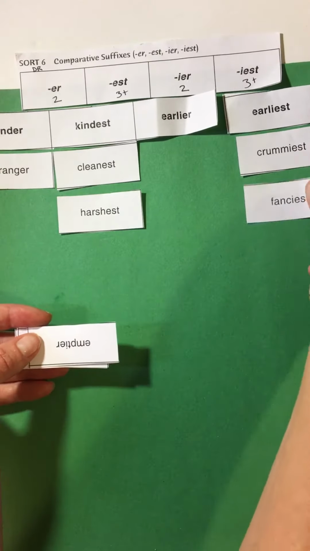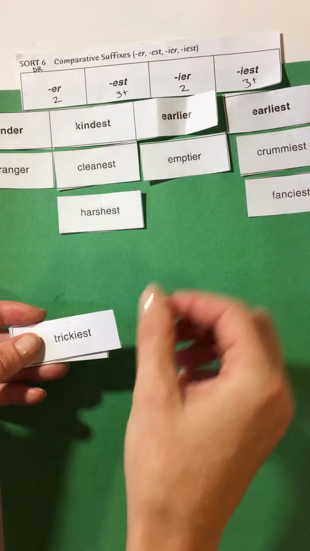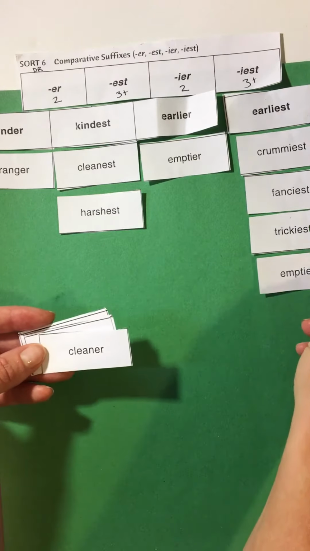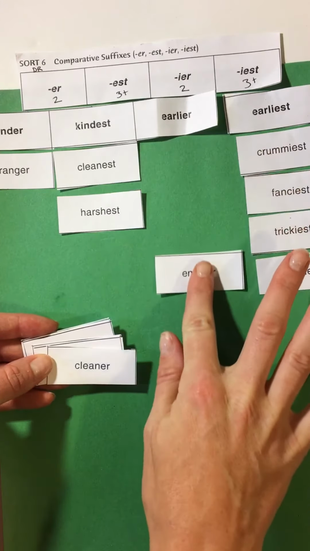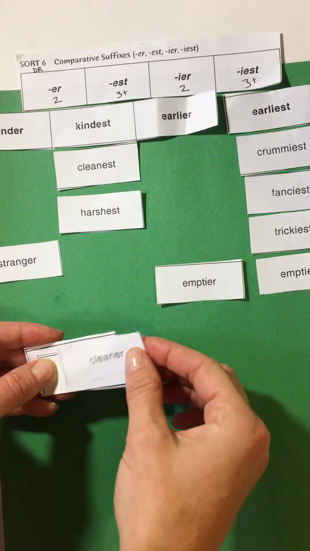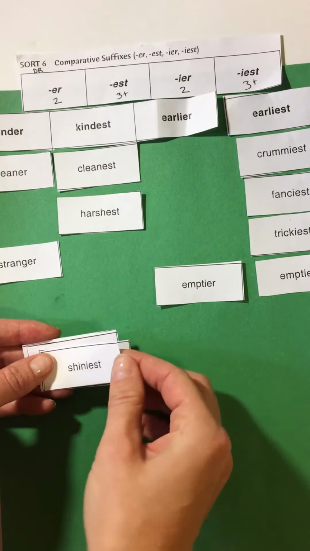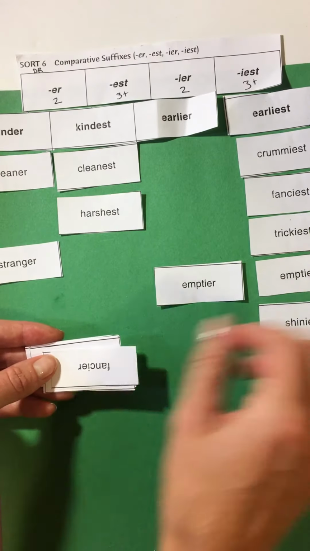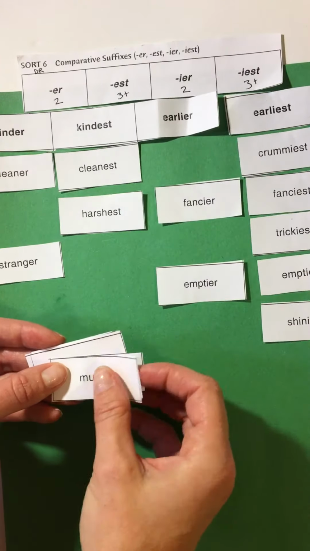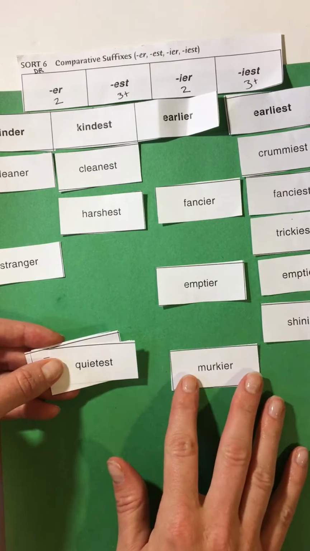Crummiest. Fanciest, emptier, trickiest, the emptiest. Oh, I might want to pair these up. Emptier and emptiest. Cleaner, shiniest, fancier, murkier. That's an interesting word. Murkier. Do you know what that means? Look it up if you're not sure.